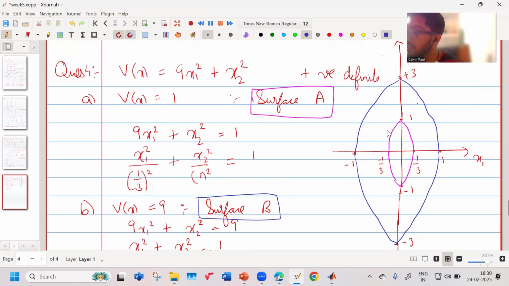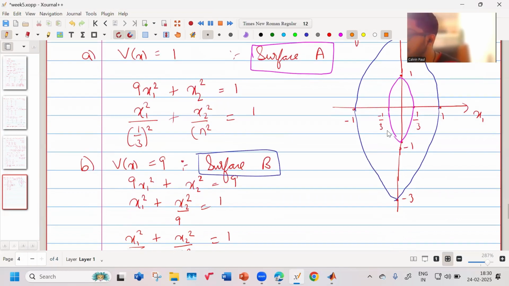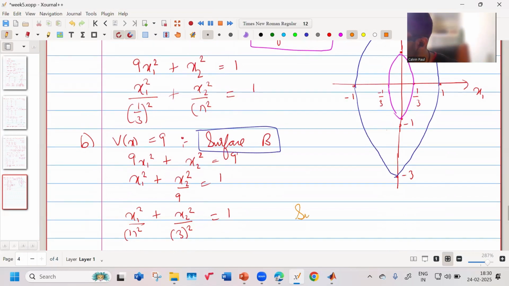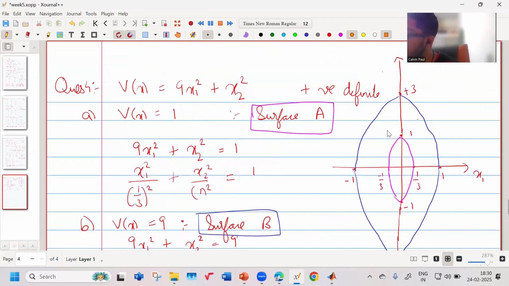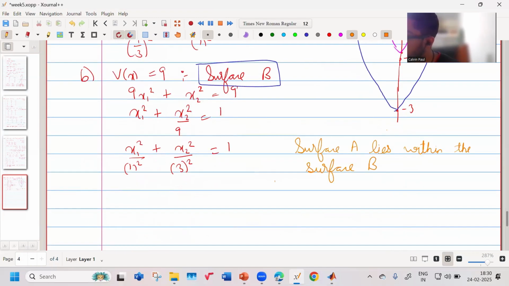Okay. So this is the surface B. Okay, so this is surface B, and the overall objective of this question was for you to visualize and see that the surface A lies completely within the surface B. Okay, so the conclusion is that the surface A lies within the surface B. All right, it is completely inside.